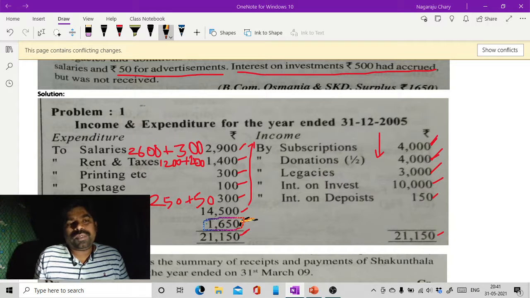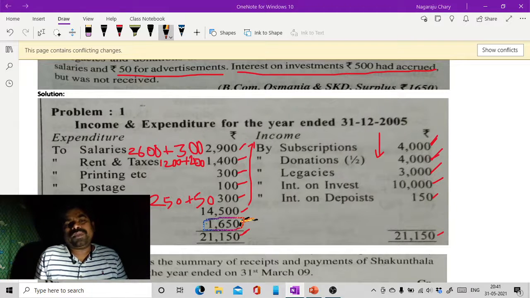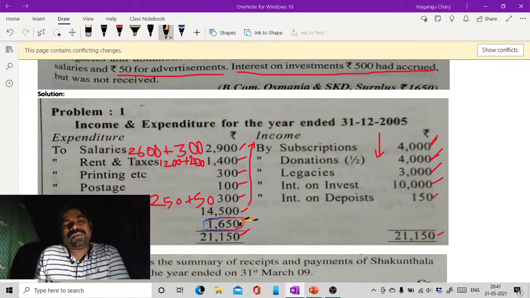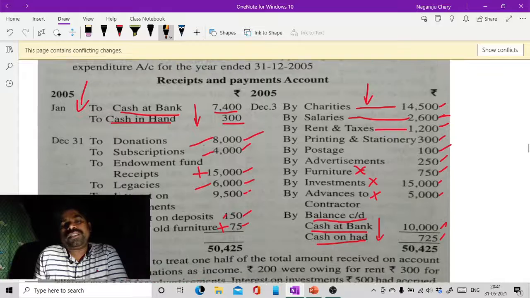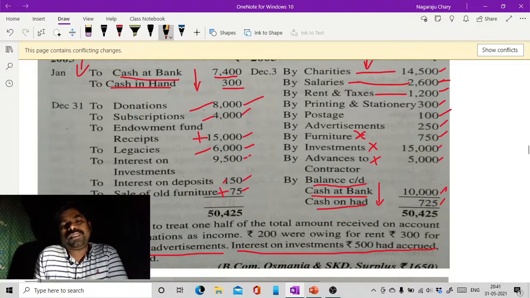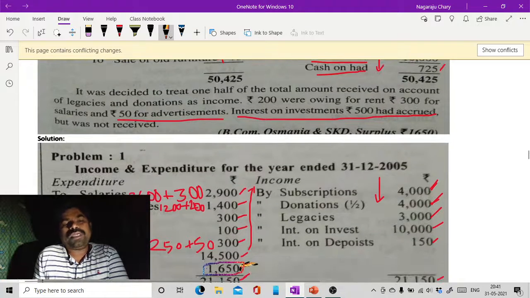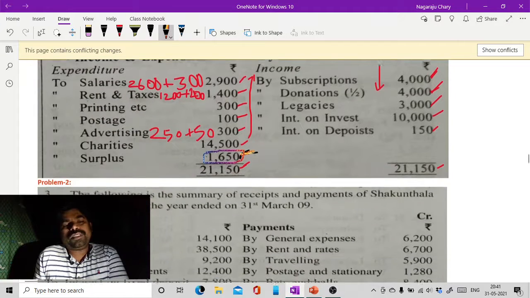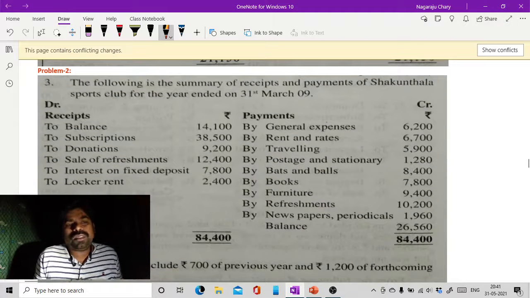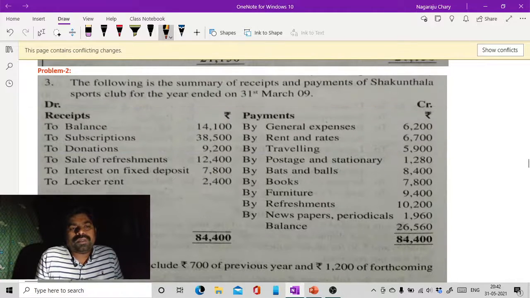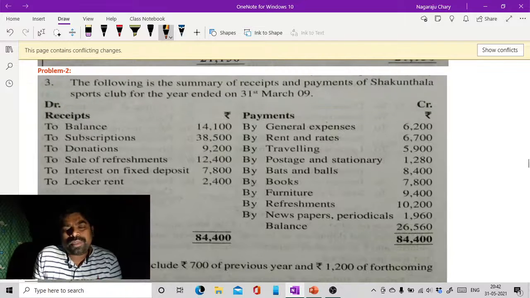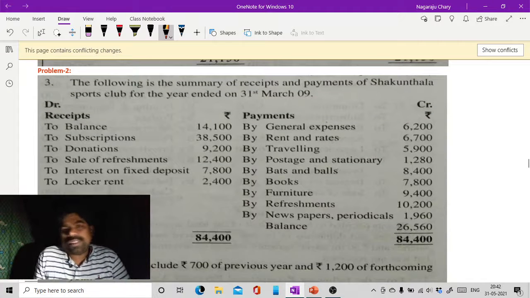Like this, you have to prepare income and expenditure account with the help of whatever information is provided in the receipts and payments account and adjustments. With the help of this information, you learn how to prepare income and expenditure account. Okay, got it? So in the next video lesson, we see the next problem. Students have been provided one homework.